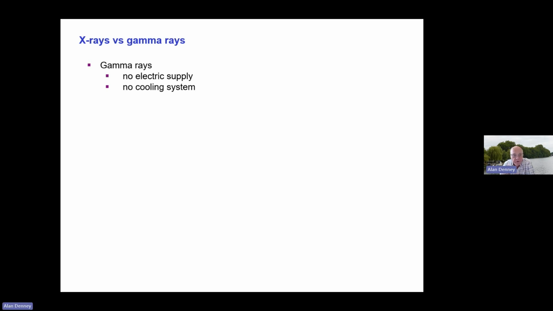Okay, so X-rays versus gamma rays. What's the benefit of gamma rays? You don't need an electrical supply. With radiography, with X-rays, you clearly need an electrical supply, and that could be a big limitation. You don't need a cooling system, which you need with an X-ray source. And gamma ray sources can get inside very small spaces.